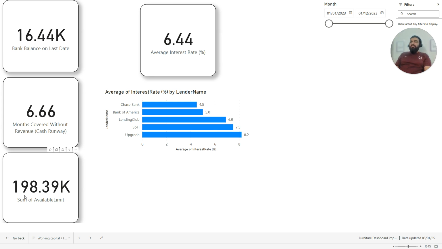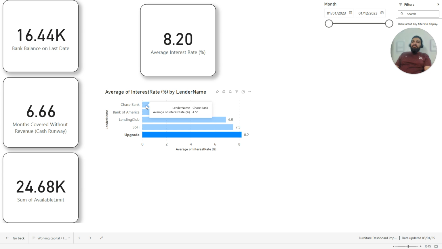Now this shows we can further borrow 200,000 right now. However, we have listed down our lenders based on the interest rate they charge. So Chase Bank has the lowest rate, and we have an available limit of 46k with them. Upgrade has the highest. They have a limit of 25k. Now what we can do is evaluate how much we have got from Chase Bank, and how much we have got as a loan from Upgrade.